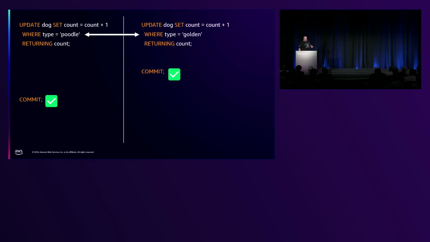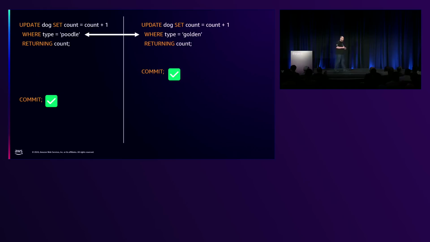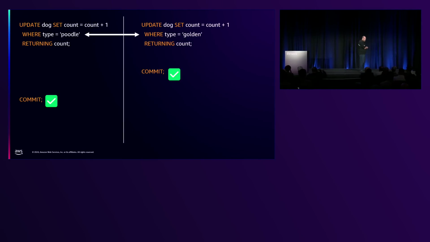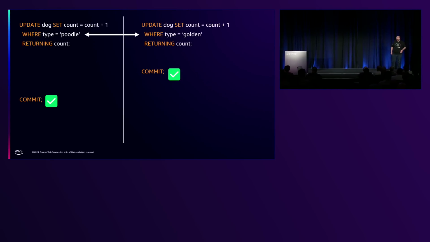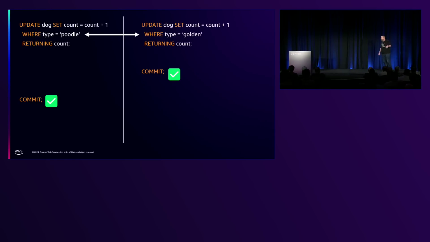But this is only true in cases where there are actually conflicting writes, right? And so here I have two transactions that are updating the same table, but they're updating different rows of the table. And because the type here is different, right? One of them I'm counting poodles, and the other I'm counting golden retrievers, this is going to be fine. Both of these transactions will commit perfectly happily.